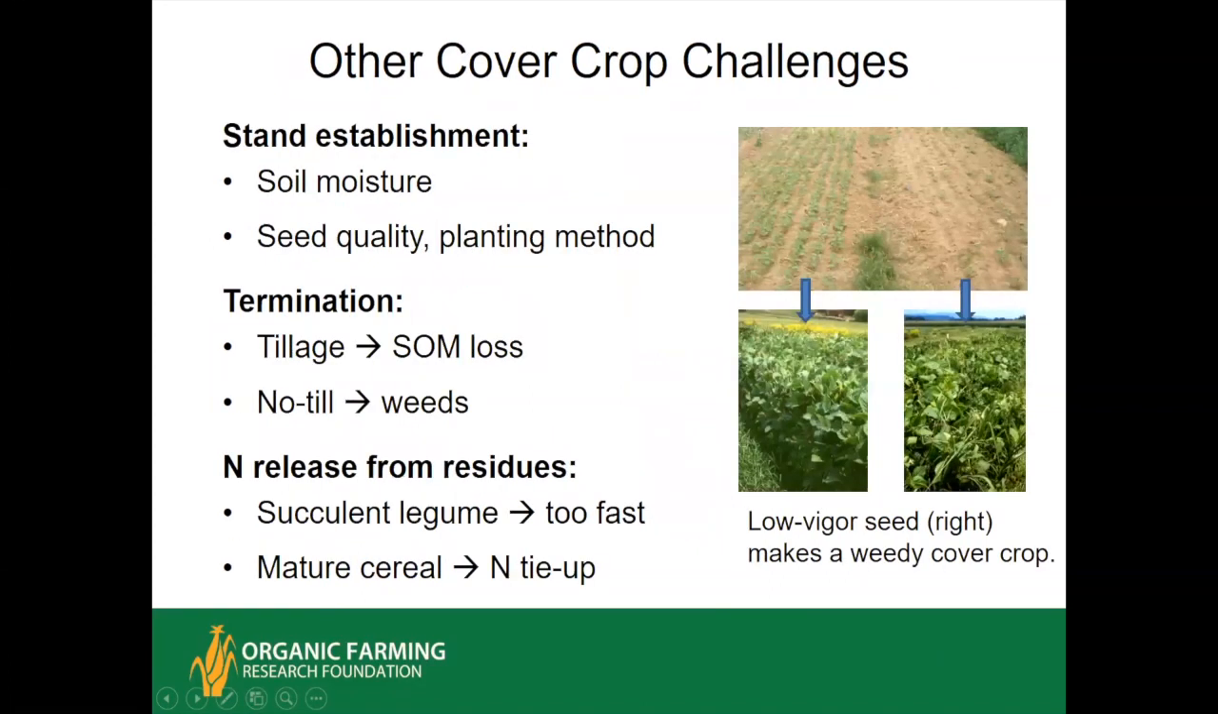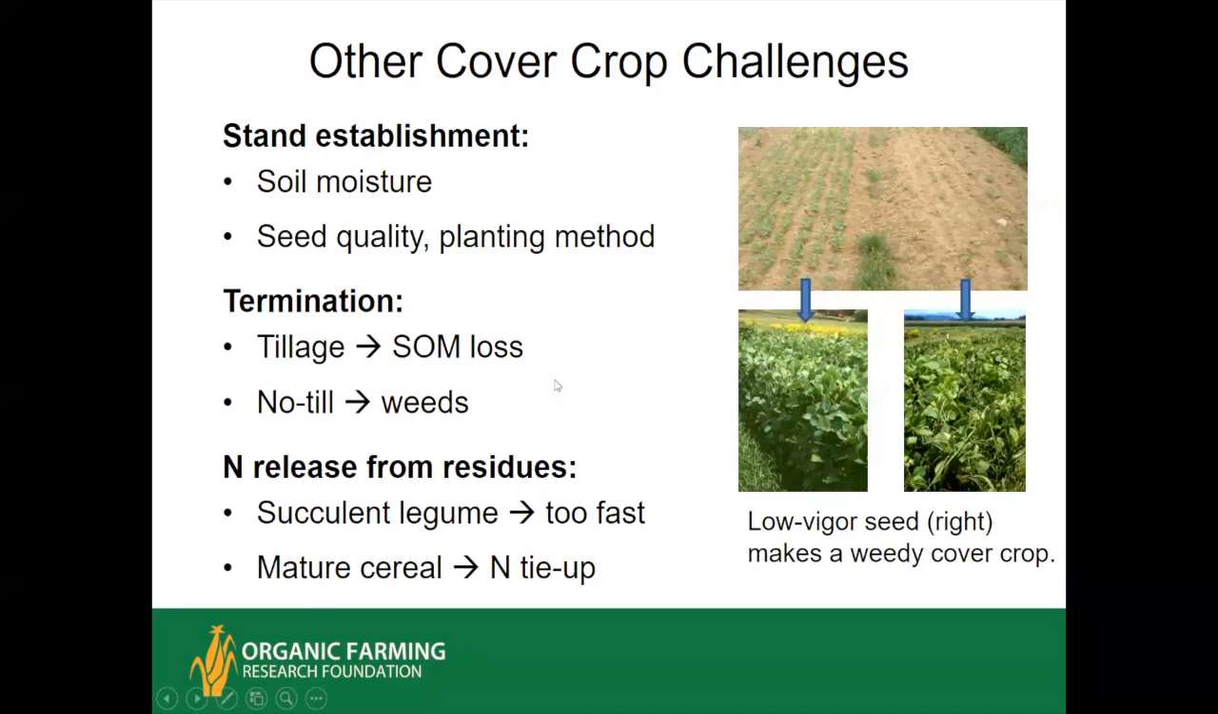Now, there are a few other challenges that can come up with cover cropping. One is you just have to make sure you've got good seed and a good planting method, or you're going to end up with a weedy cover crop or maybe even a crop failure. Now, this is a very vigorous soybean, but not very many came up because the seed wasn't very good. So it's about 2/3 soybeans and 1/3 weeds.